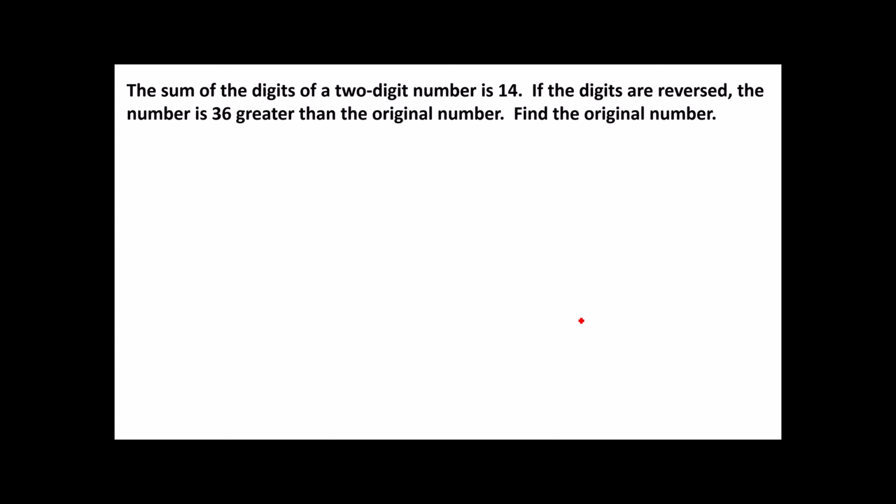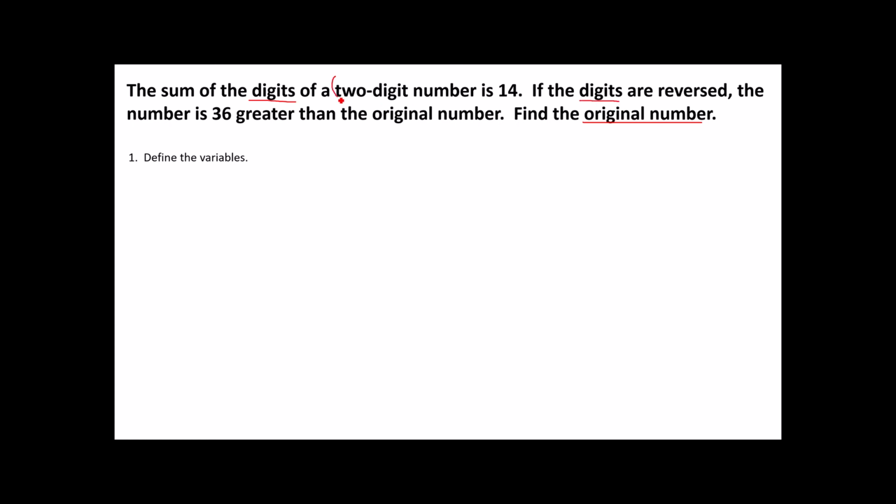The sum of the digits of a two-digit number is 14. If the digits are reversed, the number is 36 greater than the original number. Find the original number. Just like in our previous video on systems, we're going to solve this the exact same way. We're going to define our variables. In this case, we're asked to find the original number, but the problem is about digits.